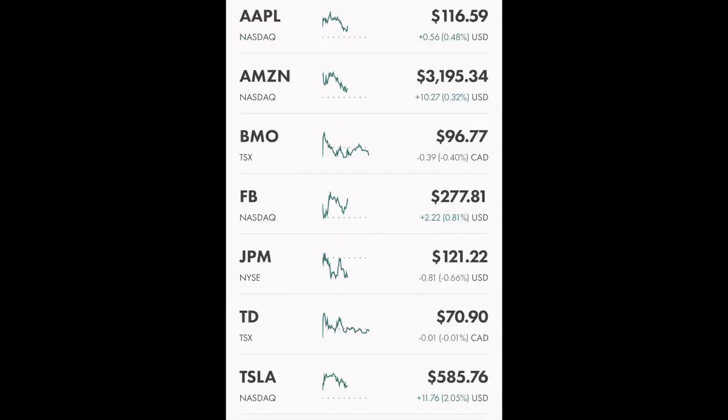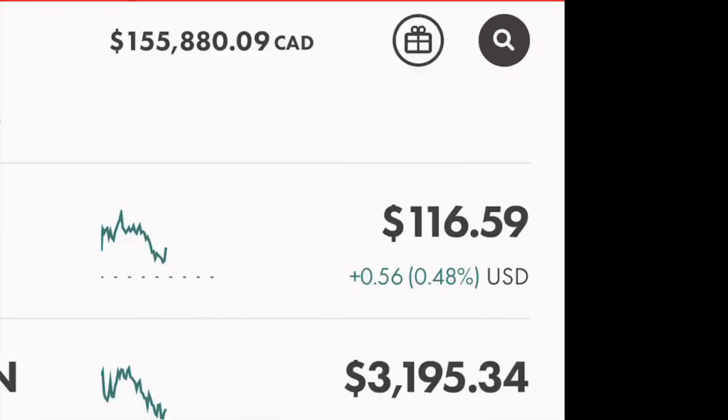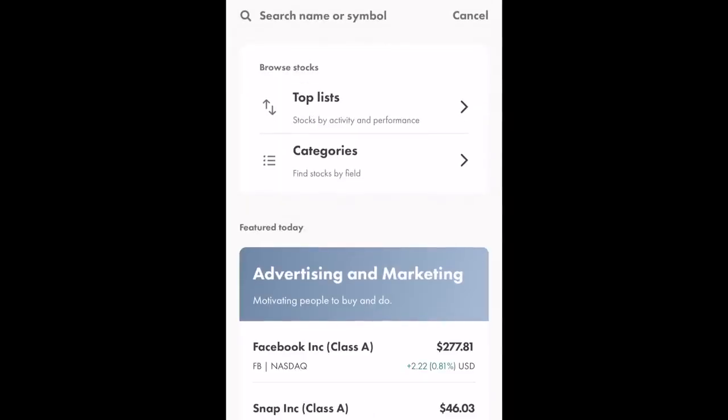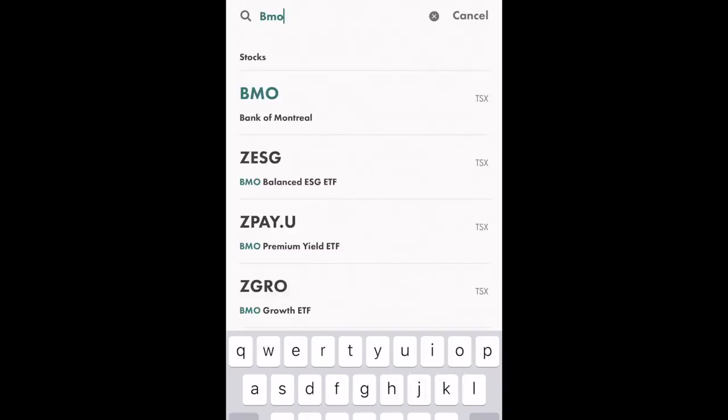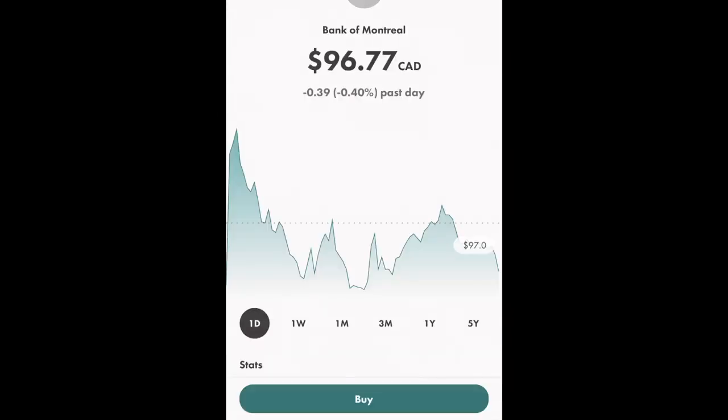And if I just scroll down, it's also going to show me my positions. So basically everything you see here is all the stocks that I currently own, and so this is all part of my stock portfolio. Now let's say I am ready to buy a stock right now. So all I have to do is click on the search button in the right, and then now I just have to search up the stock I want to buy. So I'm going to say I want to buy BMO, click on that, and then in the bottom it's going to say buy.